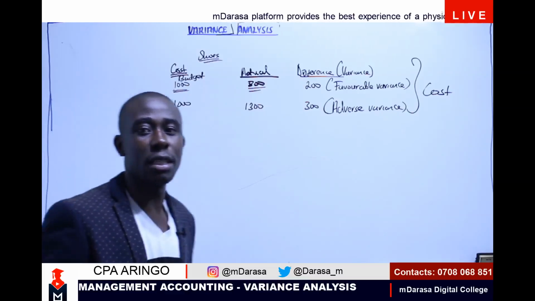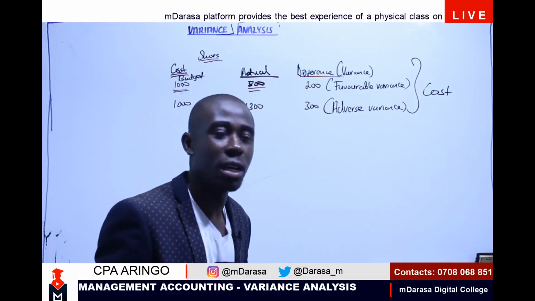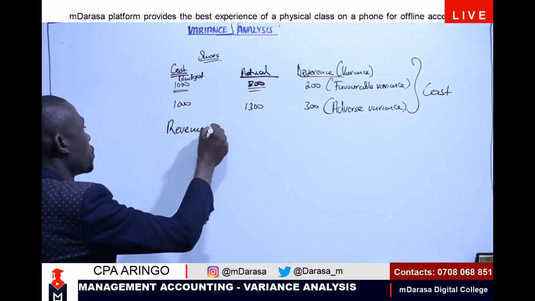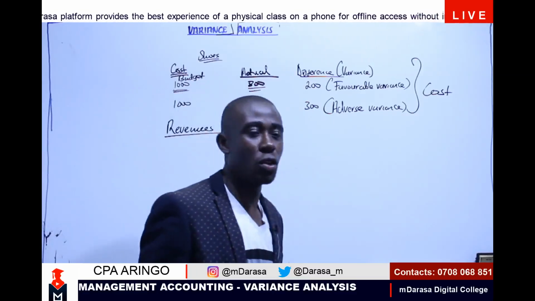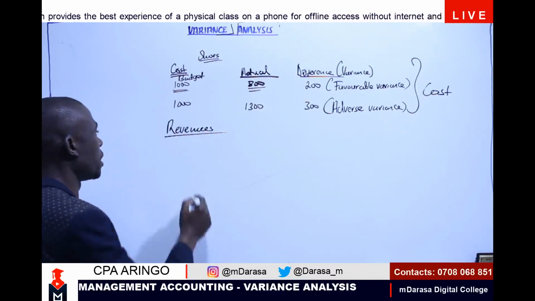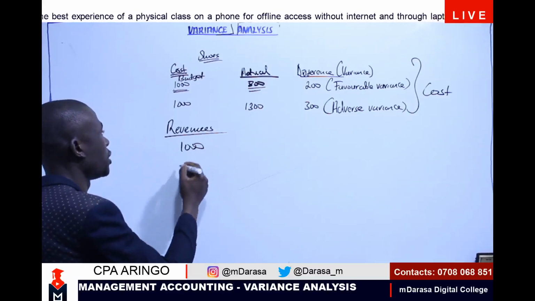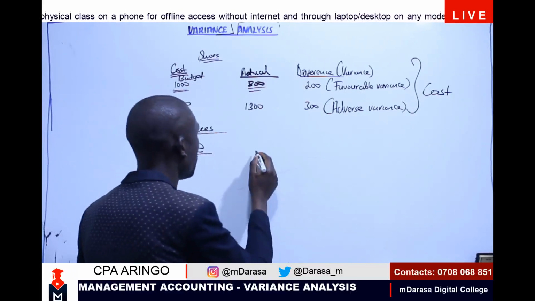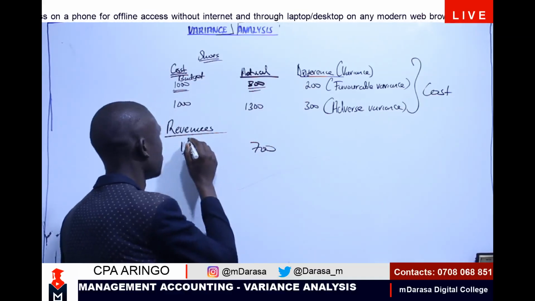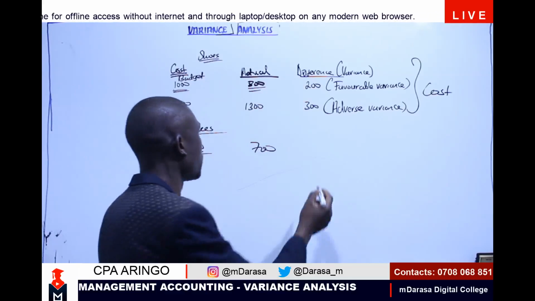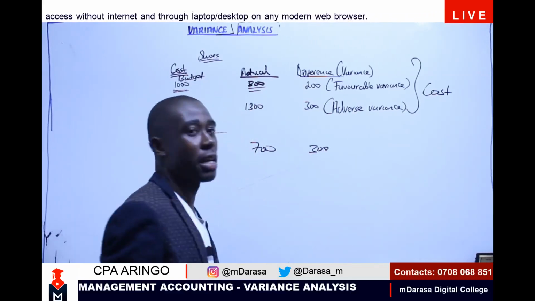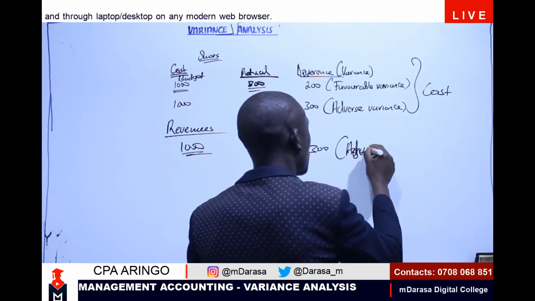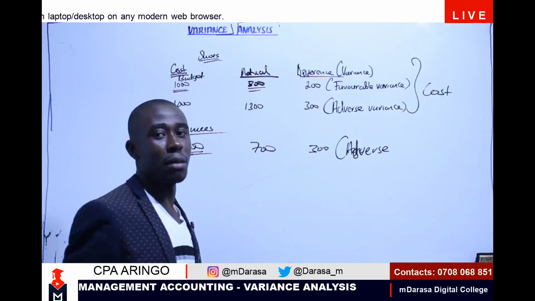What if we were to look at it in regard to revenues? What will you be having? Same scenario, but this time around I'm looking at revenues. The hawker now had budgeted to receive 1,000 shillings, but he ends up receiving 700 shillings. This is revenue. You'll find that I'll be having a variance of 300, but this 300 is against us, meaning that you are terming it as what? As adverse variance.